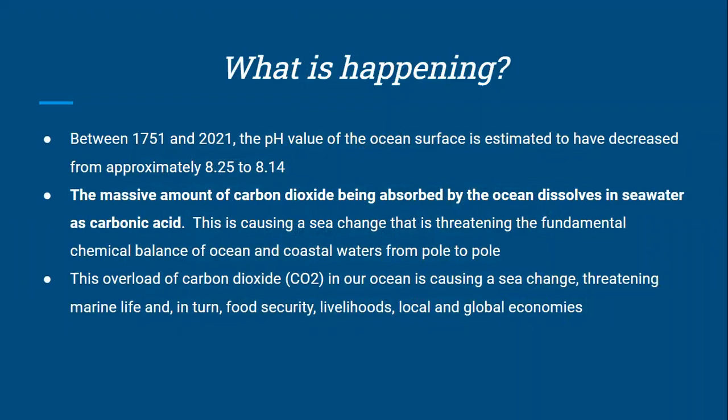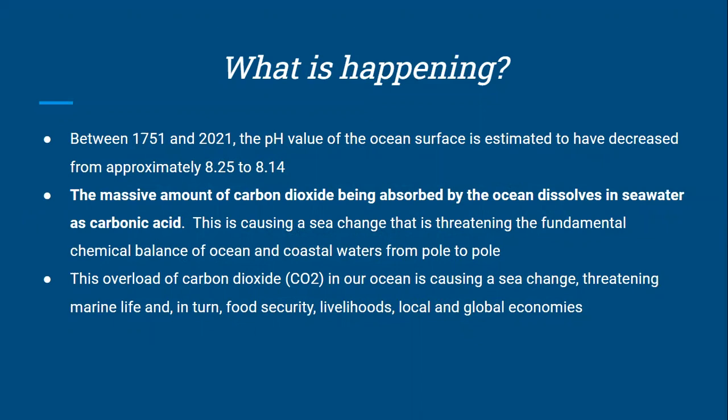So, what is happening? The massive amount of carbon dioxide being absorbed like a sponge by the ocean dissolves in seawater as carbonic acid. And it's literally causing a sea change that is threatening the fundamental chemical balance of ocean and coastal waters from pole to pole.